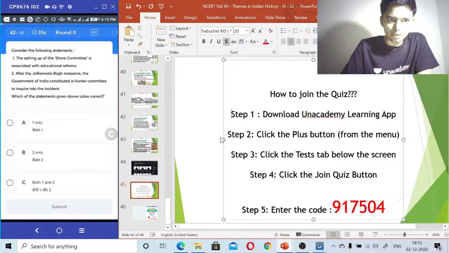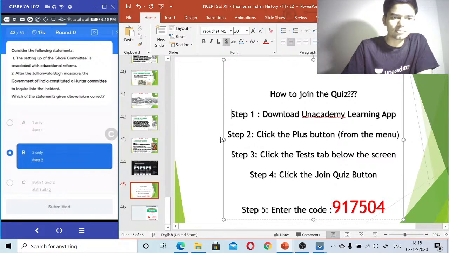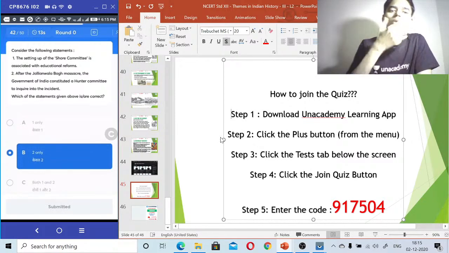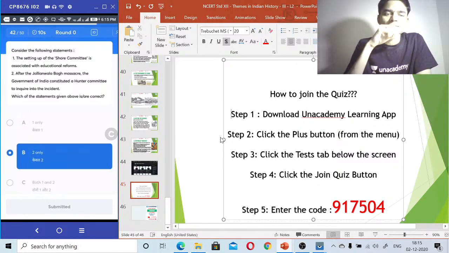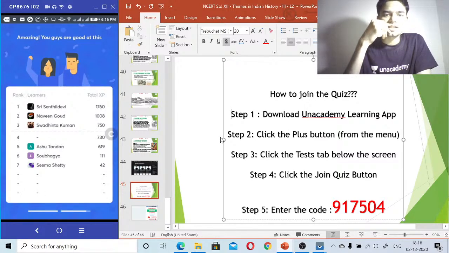Question number 42. Consider the following statements. The setting up of the Shore Committee is associated with educational reforms. After the Jallianwala Bagh massacre, the government of India constituted the Hunter Committee to inquire into the incident. Choose the correct answer. Okay, regarding the Shore Committee and the Hunter Committee. Let's see how many get this right. There are two Hunter committees. One is in the education field, the other one is Jallianwala Bagh. So statement 2 only is correct. B is the correct answer.